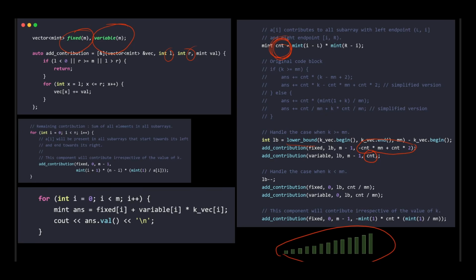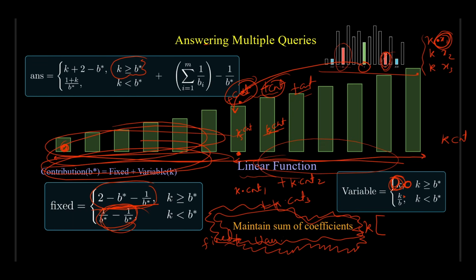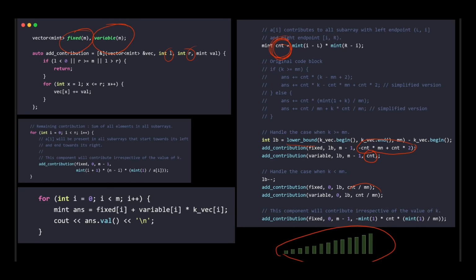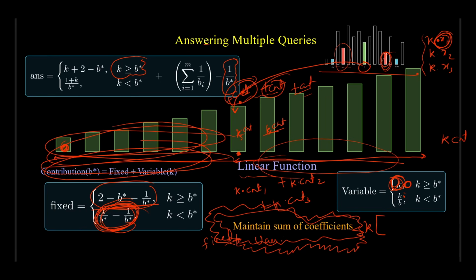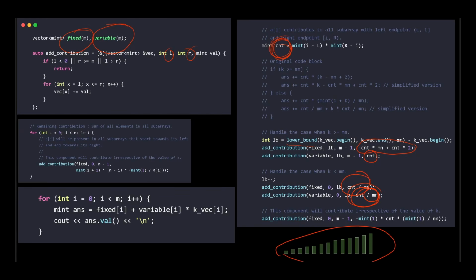And then the variable contribution from the right half, which is 1 upon b. So this part. Here you can see that in the fixed part, even though it is 0, you might not see it as 0 immediately, but this is actually 0 if you compare this and this, right? Because we are adding the contribution here as well as here for all the values irrespective of k.